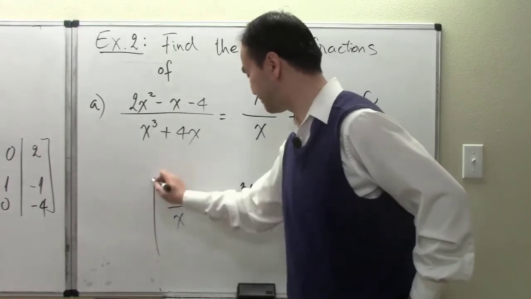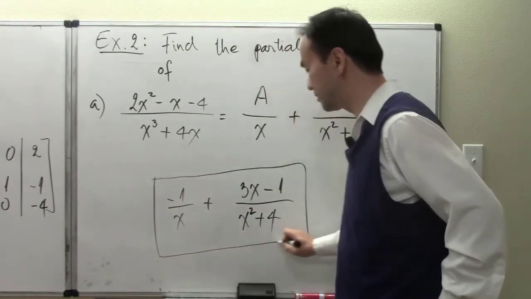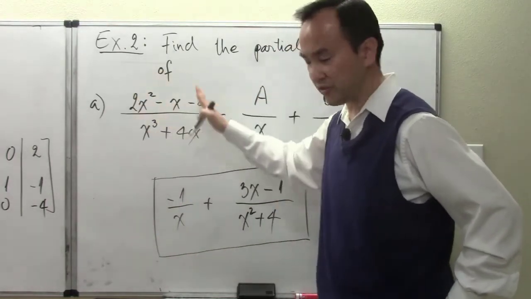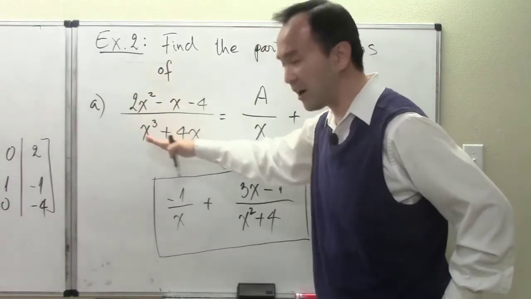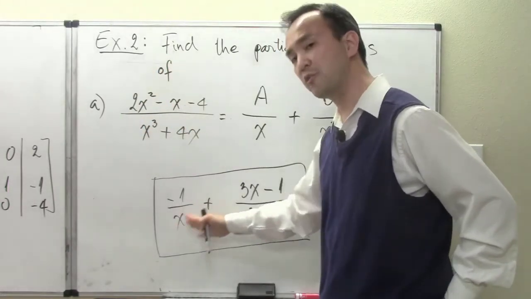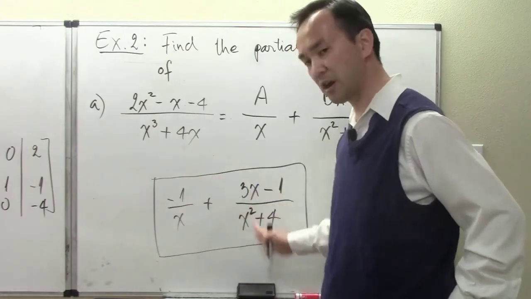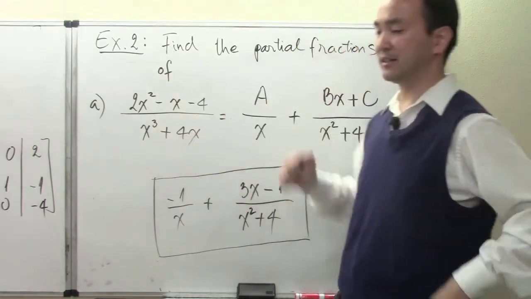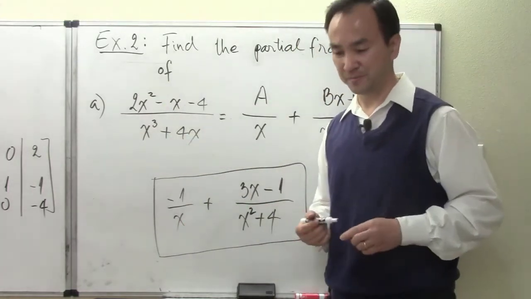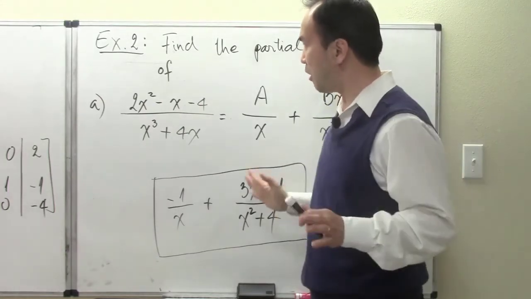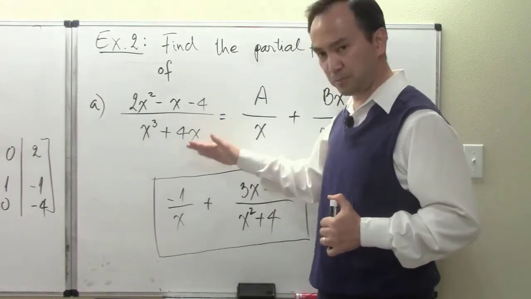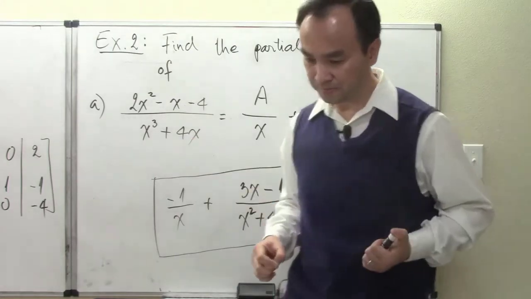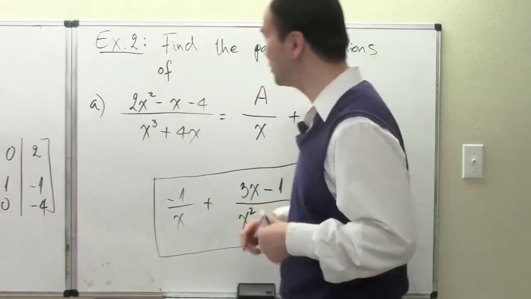This is the same expression, I mean the same function, but written as partial fractions. These are the partial fractions of our beginning rational function. Okay, and so that is all for this part A of the example. Let's now move on to the next one.